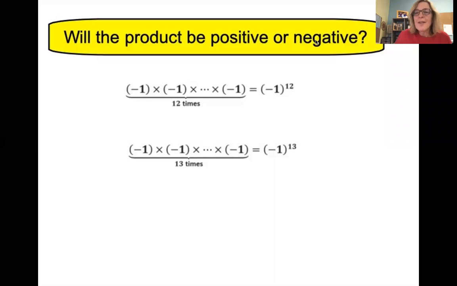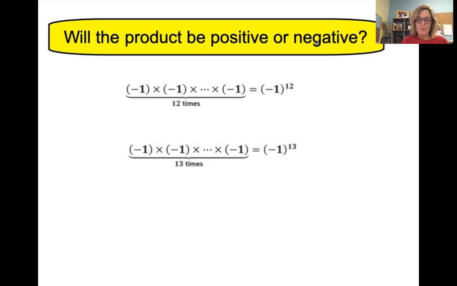Okay, so now we just want to think about the values of these expressions. So if we had -1 to the 12th power, I want to think about whether that product is positive or negative. So what does -1 to the 12th power mean? Well, we're going to multiply -1 times -1 times -1 times -1 and on until we've done it 12 times. So positive or negative?